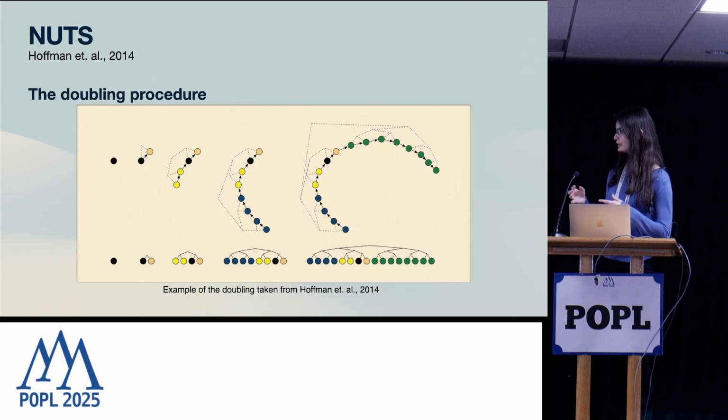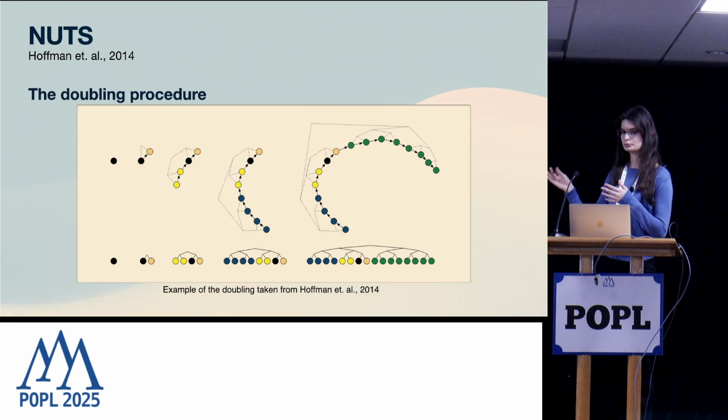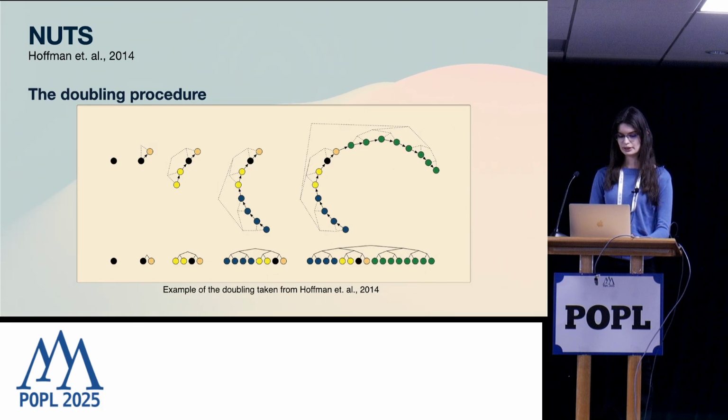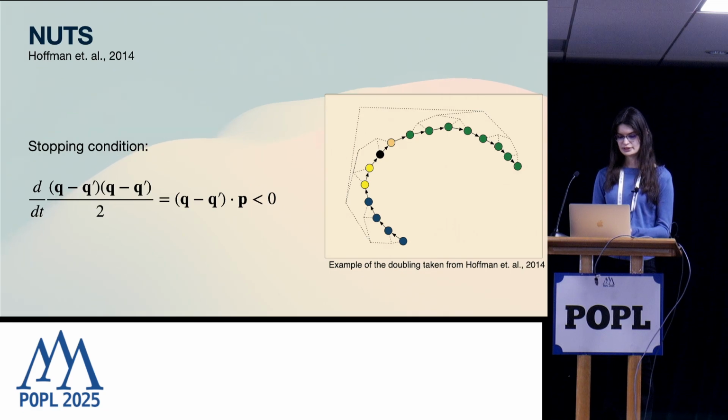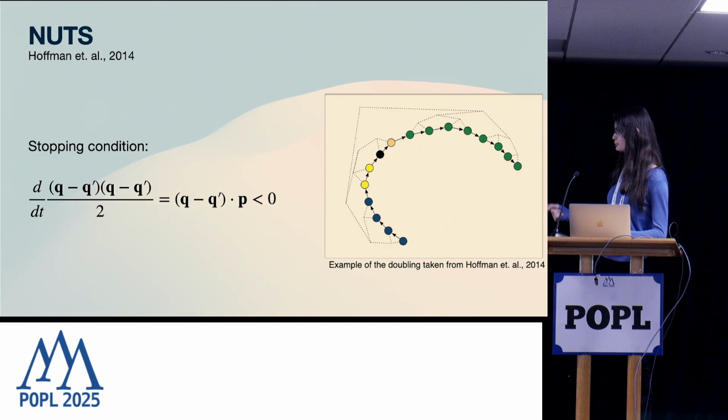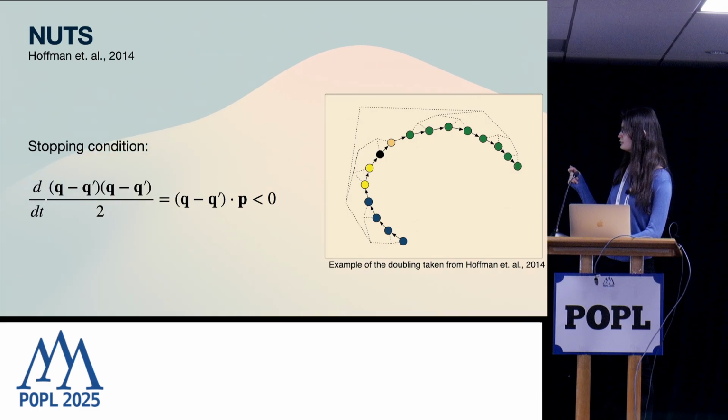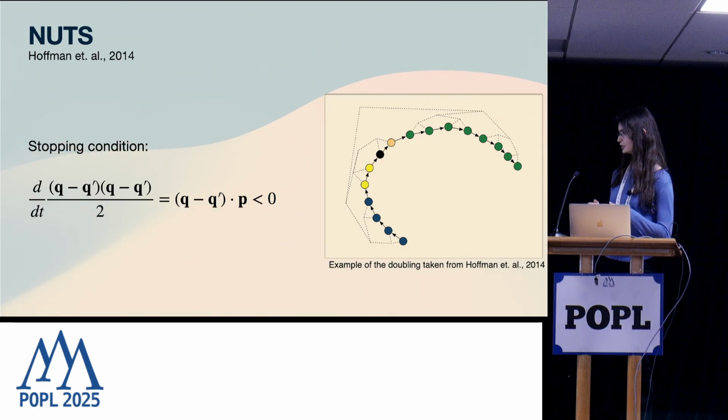One property that this final tree has is that we can construct it starting from any of the states in the tree. However, you need the doubling directions to be chosen accordingly for each state. And this is important for detailed balance. As I mentioned, we stop when a U-turn was made. How can we check this for a state Q and P? If we move with momentum P away from Q, we start to get closer to another position in the trajectory, Q prime. So we just have to check this inequality.